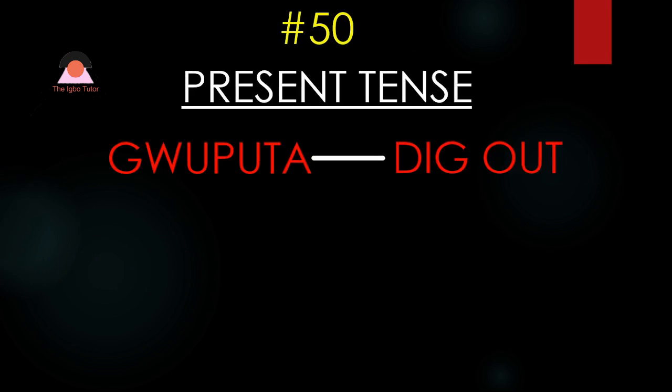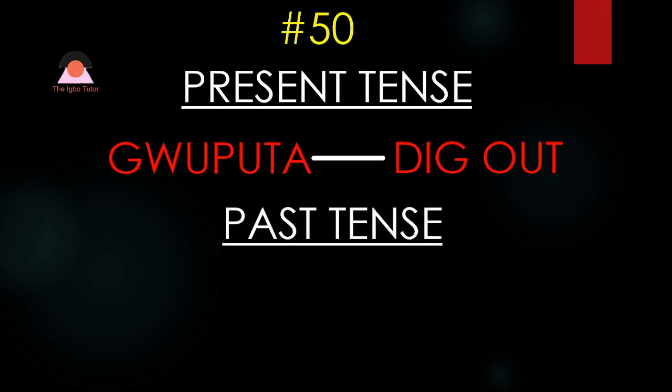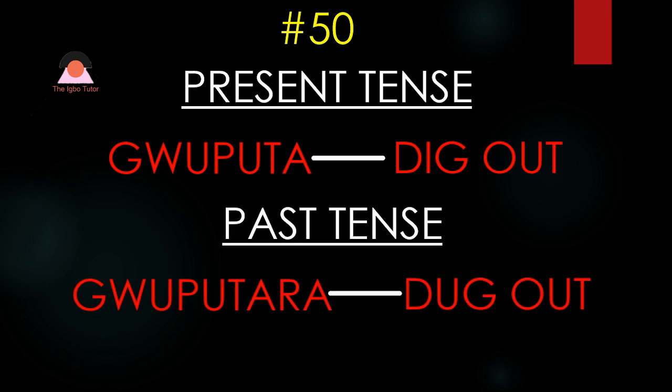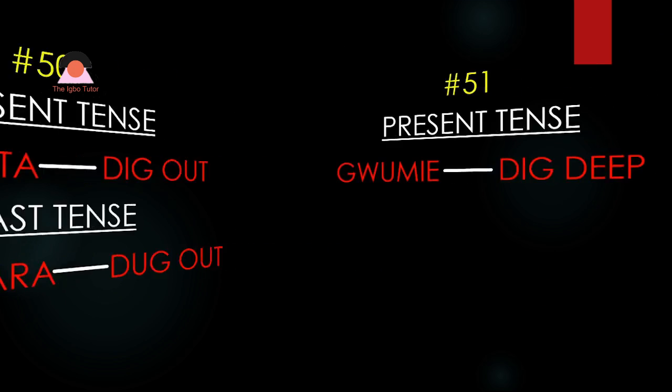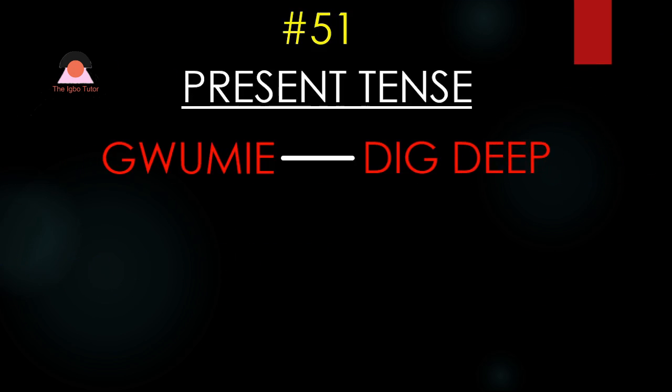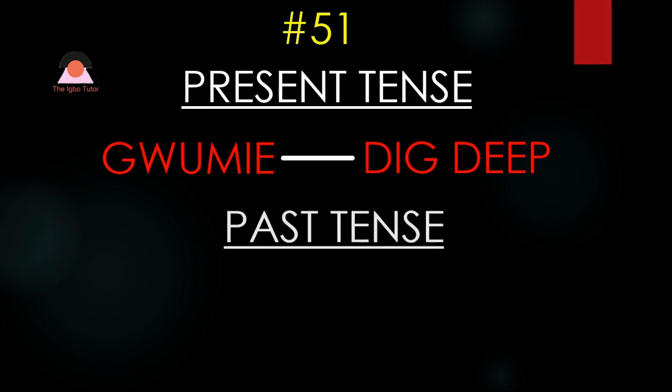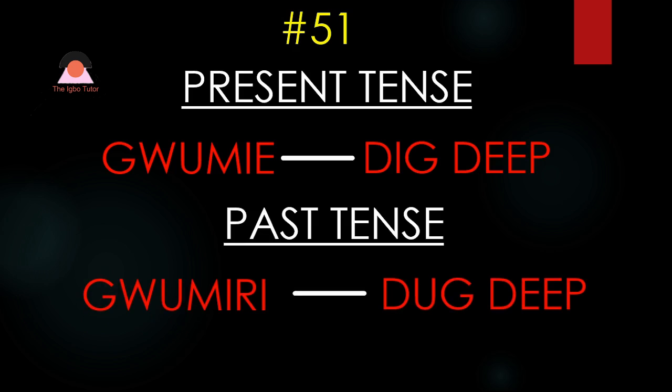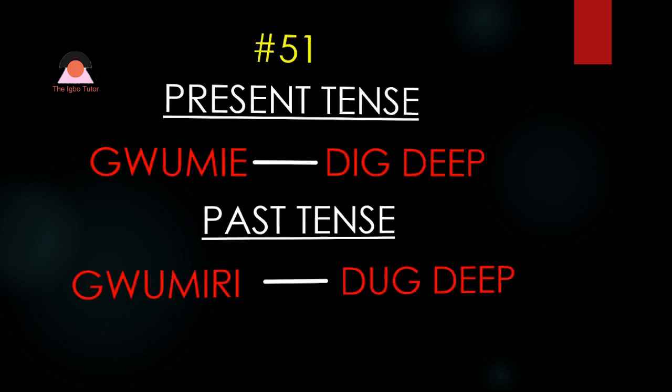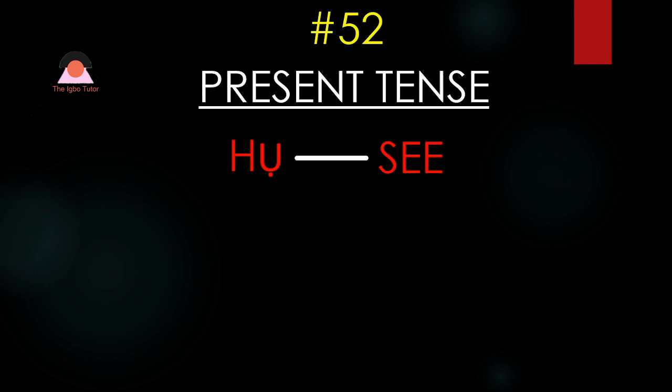We go to 50. And the word is guputa, which means dig out. What is the past tense of guputa? It is guputara. Guputara, dug out. Let's go. 51. Gumie is the word. Gumie, dig deep. What is the past tense of gumie? It is gumiri. Gumiri, dug deep. Let's go to 52. And the word is hon, which means see.